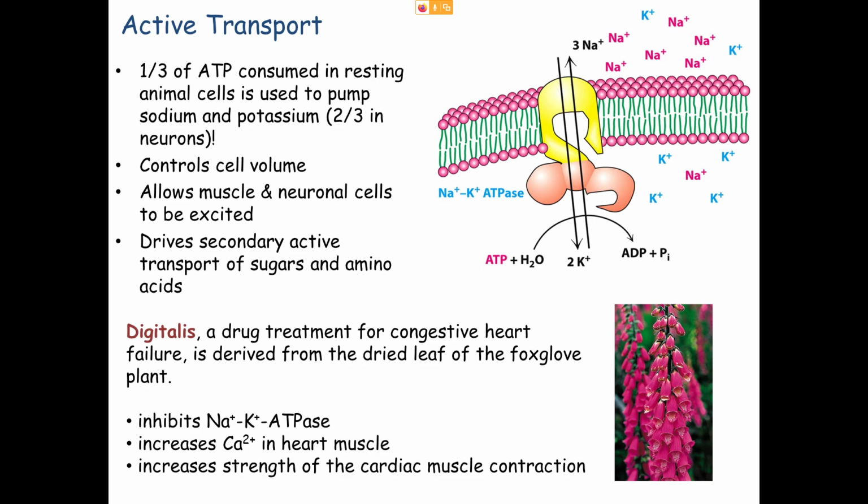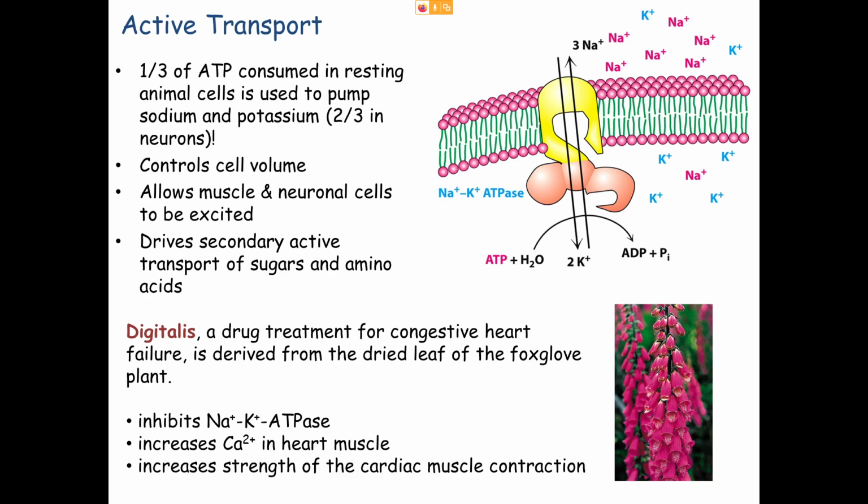This also controls our cell volume because the water will go with the excess charged ions. So as the sodium goes out, 3 go out, 2 potassiums go in, water is going to want to follow the sodium out. Okay? And also this gradient we're creating and maintaining is going to be used in a secondary active transport to move other molecules across the membrane.